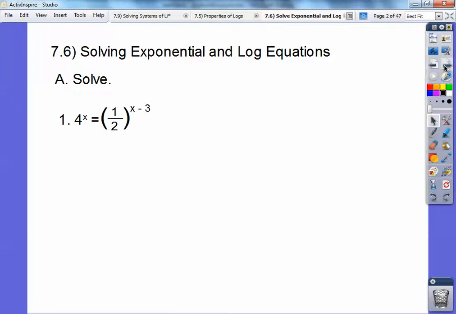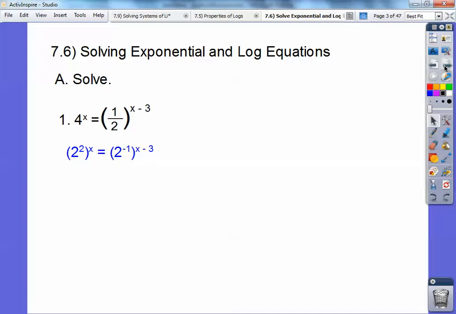All right, so solve this guy: 4 to the x equals 1 half to the x minus 3. If you remember from two lessons ago, with different bases, 4 is a power of 2 and 1 half is a power of 2. So rewrite them as powers of 2. 1 half is the same as 2 to the negative 1.